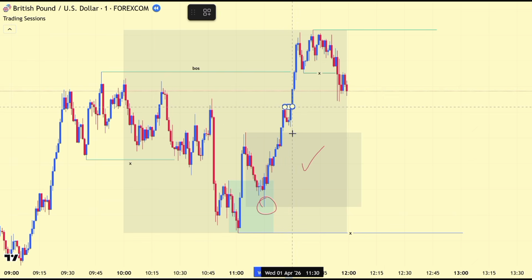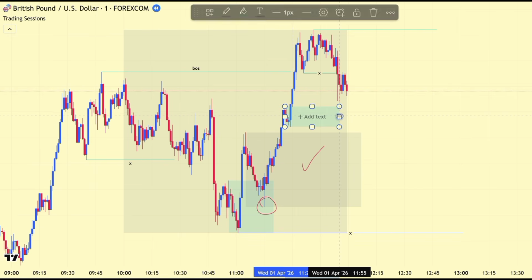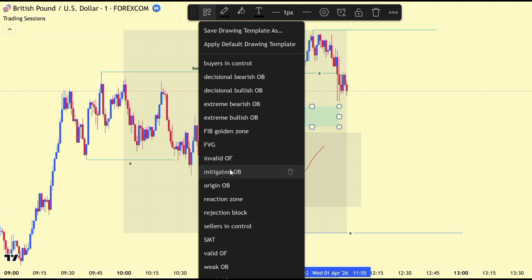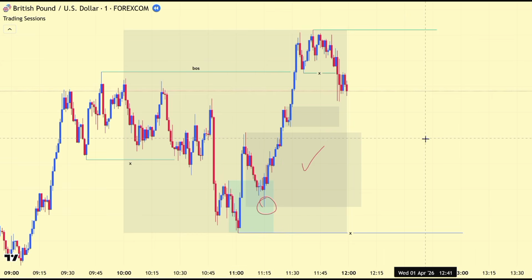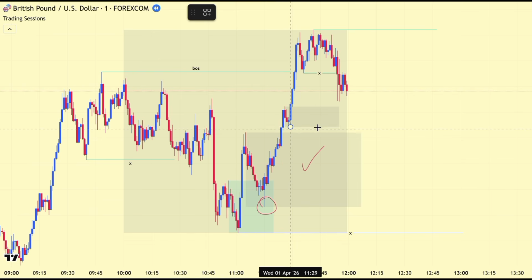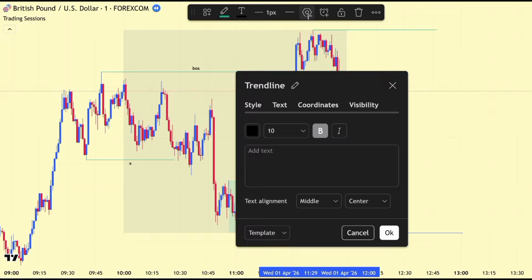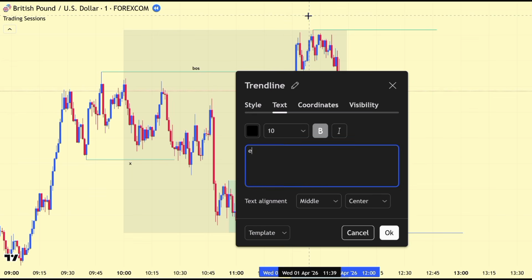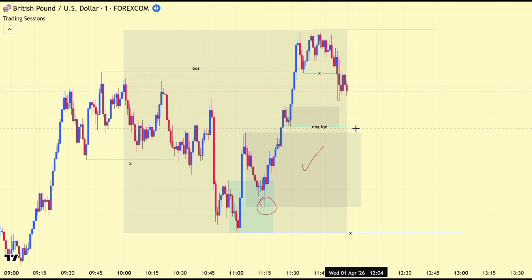So what does this mean? This order flow is what we call the decisional order flow. So pretty simple. You can clearly see right there we have our decisional valid order flow, and of course the sell side liquidity right before our extreme order flow is what we call the engineering liquidity. Of course it will be ENGLQD, so exactly right there.